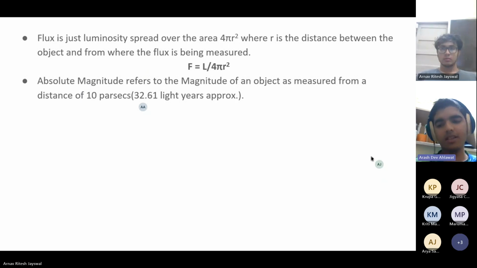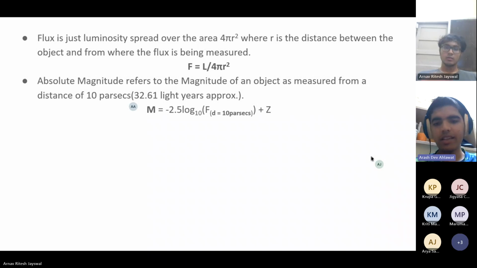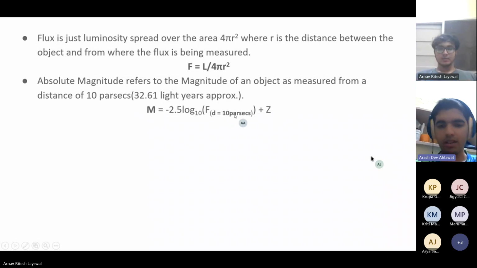Now, parsec is a distance unit which we might have covered while studying the parallax method. I will not go into details. It's basically 1 parsec equals 3.26 light years. The distance of 10 parsecs was chosen for the absolute magnitude. This again comes to the Z part that I discussed on the last page. For absolute magnitude, the flux here becomes D equals 10 parsecs.